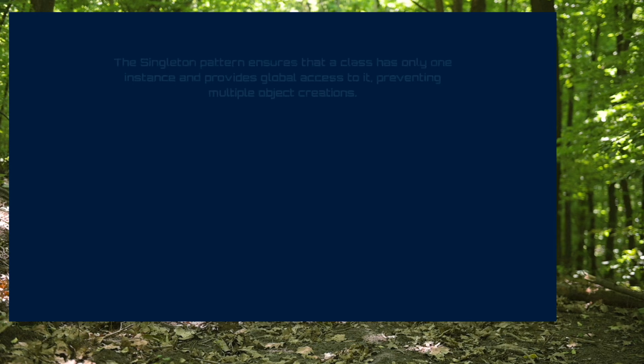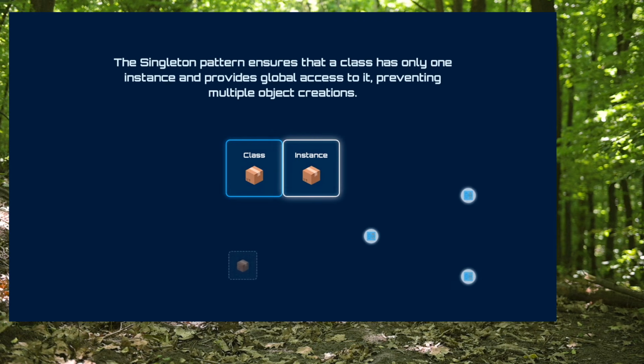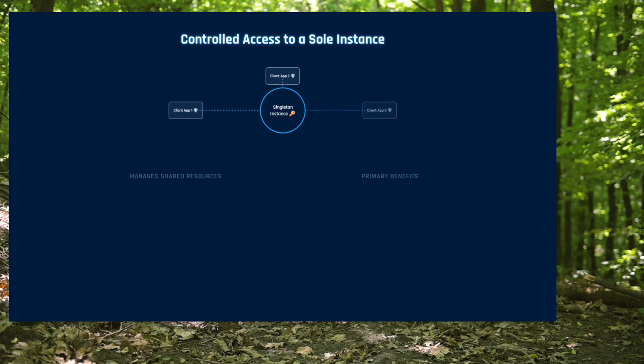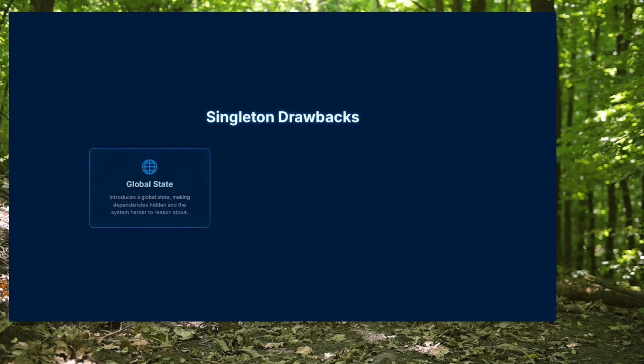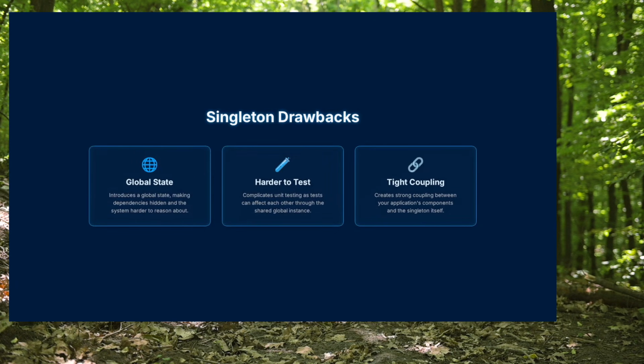Welcome, developers. Today, we're diving into the Singleton design pattern, fundamental in software architecture. The Singleton pattern ensures that a class has only one instance and provides global access to it, preventing multiple object creations. Its primary benefits include controlled access to a sole instance, crucial for managing shared resources like database connections or settings efficiently. However, Singletons can introduce global state, making code harder to test and leading to tight coupling within your application.